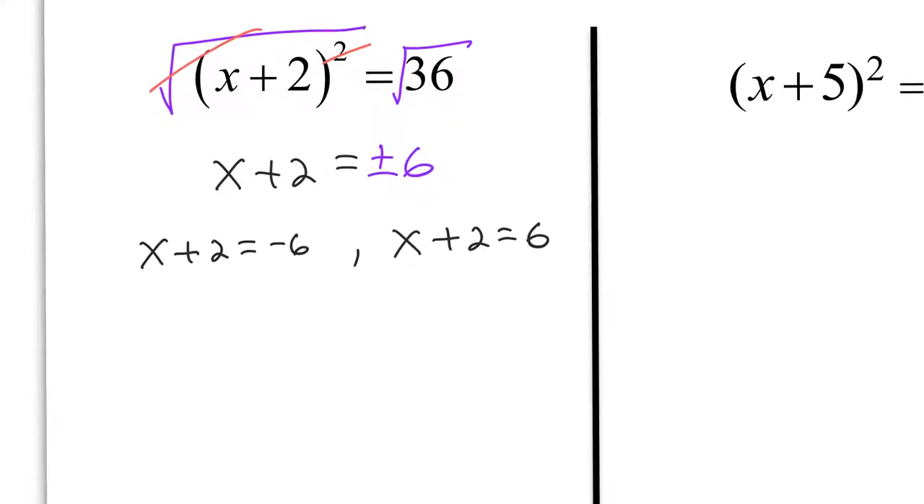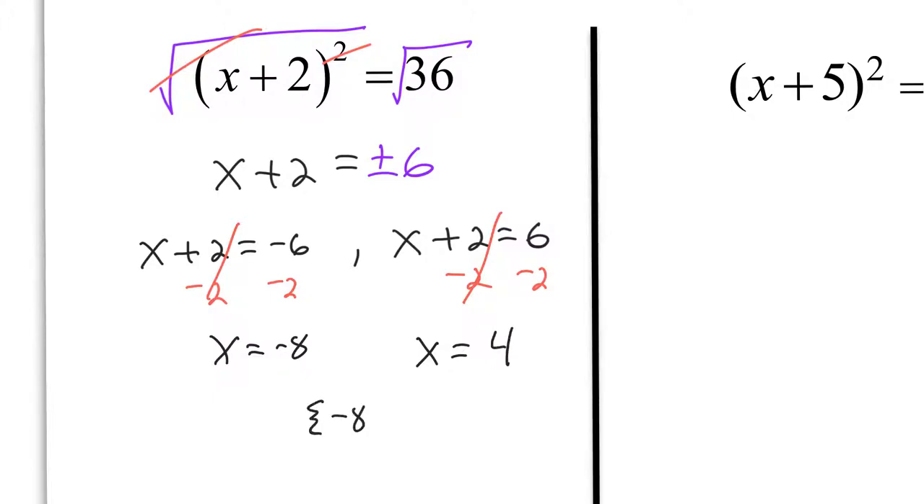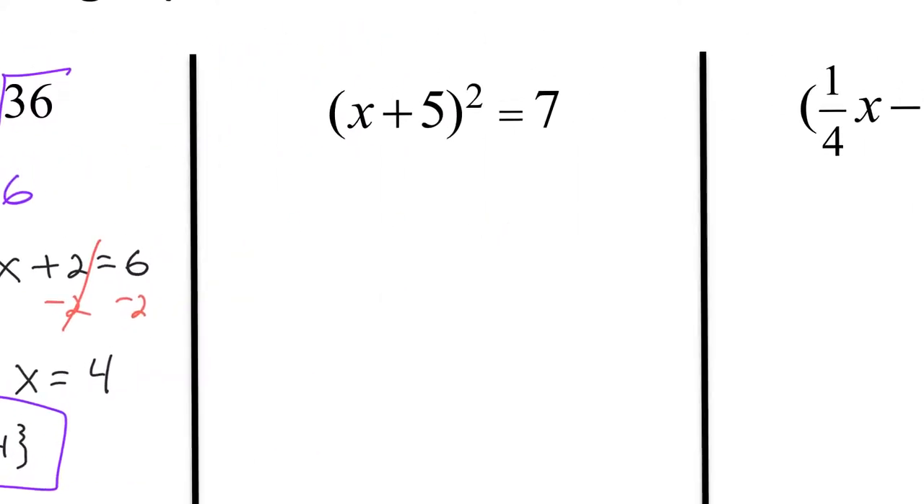You solve each equation. You subtract 2 here, it cancels, x equals negative 8. On the other one, you subtract 2 to cancel this one, so x equals positive 4. So my two answers will be negative 8 and 4. I'm not using plus or minus because they're different numbers, negative 8 and positive 4. And we have two answers for this quadratic equation. So that's the idea. When you have a binomial squared, just get rid of the square by using the square root property.